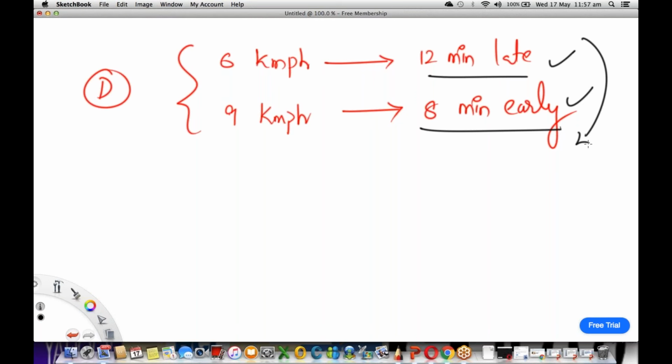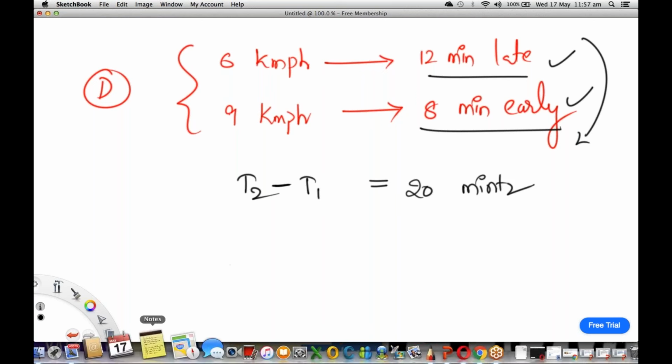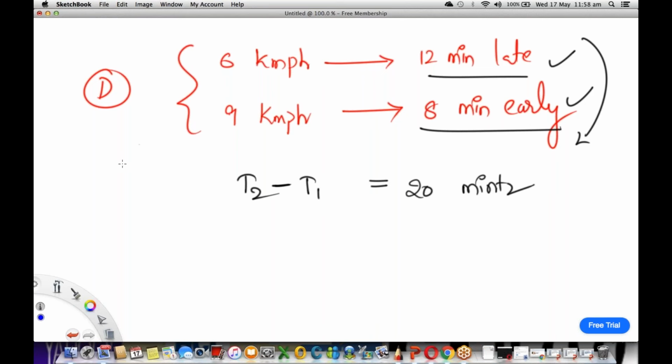So 12 minutes late and 8 minutes early. So what is the delay? Delay is nothing but the difference in the time. So T2 minus T1 is equal to 20 minutes, since 12 minutes late and 8 minutes early means the delay is 20 minutes. Speed into time is equal to distance. Time taken will be equal to distance by speed. Do you have a distance? No, we are looking for distance actually.